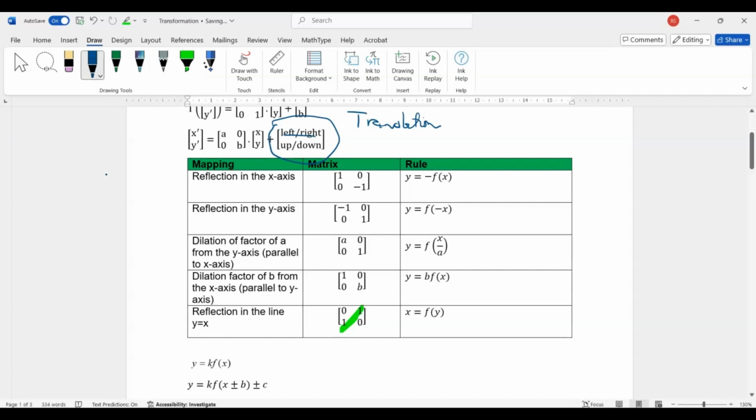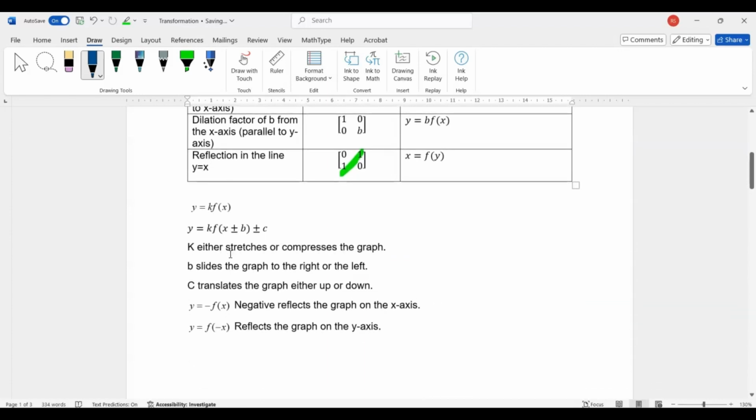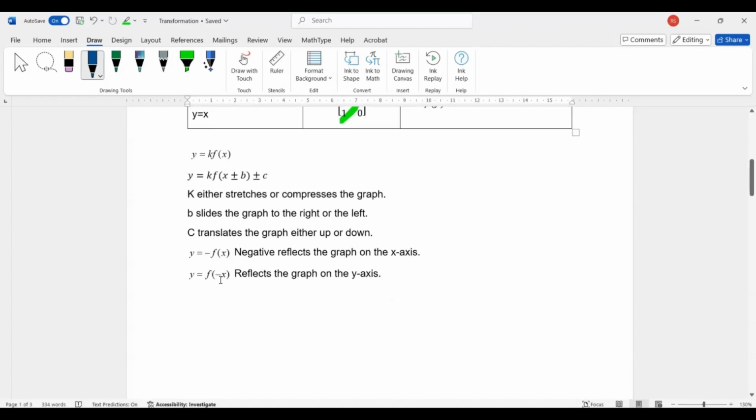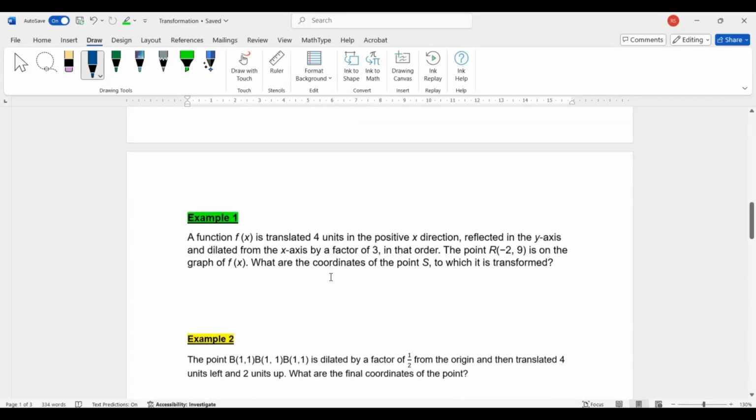Alright, let's have a look at different examples to make more sense of it. The k either stretches or compresses the whole graph, the b translates left or right, and the c translates up or down the whole function. A negative with the x is a reflection on the y-axis. Alright, let's have a look at this example here.